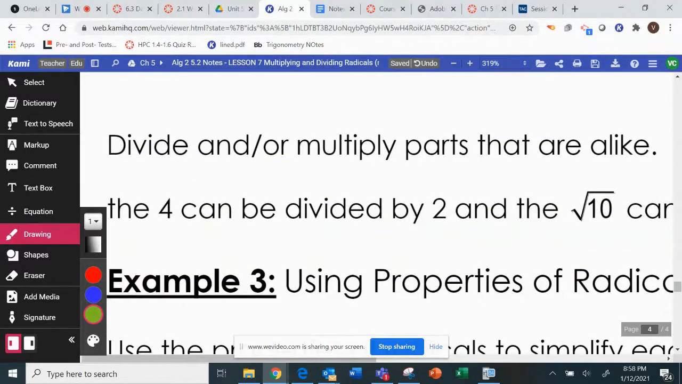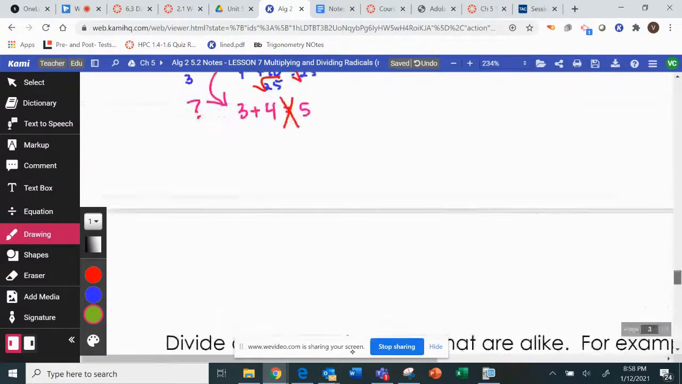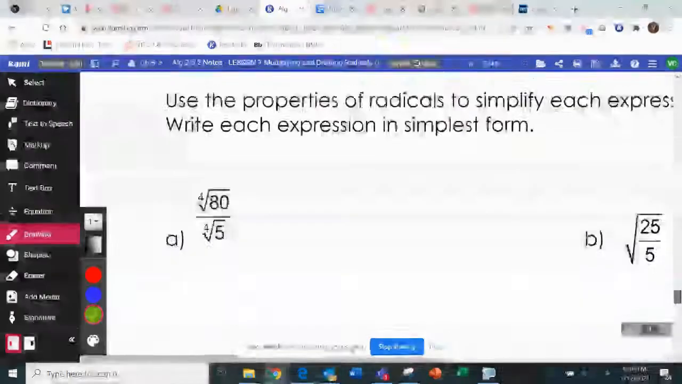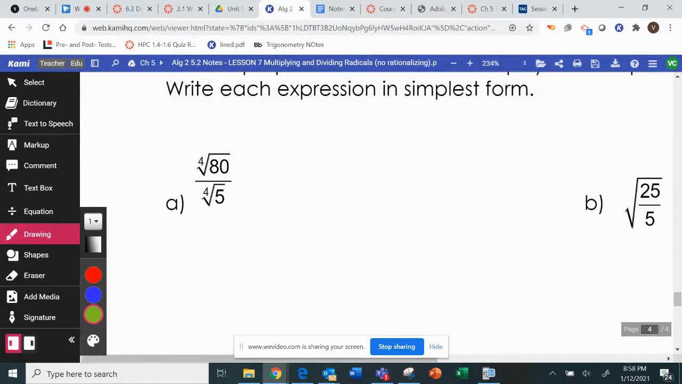Okay, the last section, I think is it the last section? Yes, last section is division. This is going to be similar to multiplication. The rules are similar. They're just on top of each other instead of next to each other. We're just dividing instead of multiplying. Here we go. Question A.